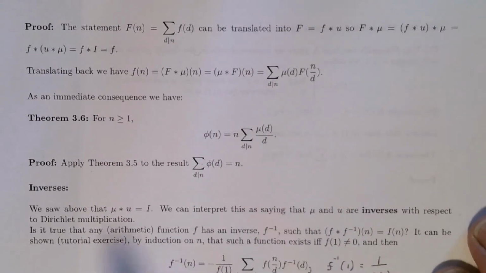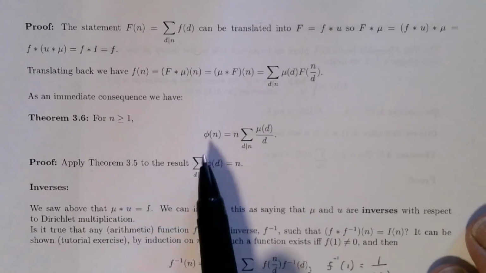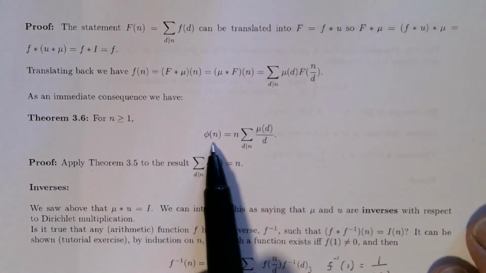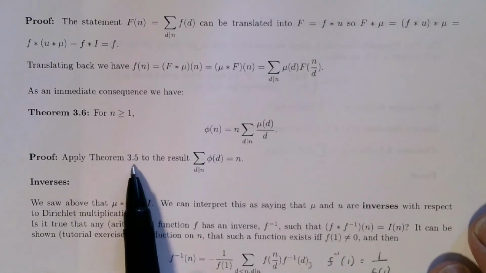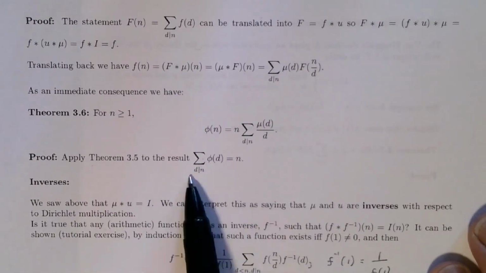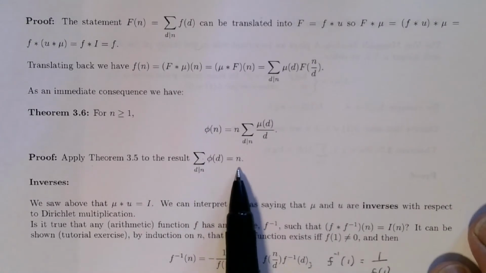We can now apply this to the Mobius inversion formula, and we can get a nice formula for φ(n), connecting it with the Mobius function. So all we do is apply Mobius inversion. We've proven this result before, that the sum of φ(d) over the divisors is equal to n. And all we need to do now is just apply this Mobius inversion.